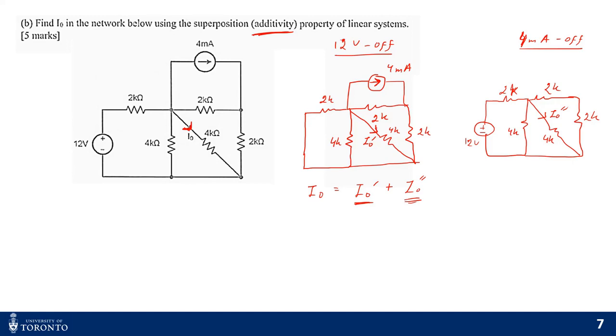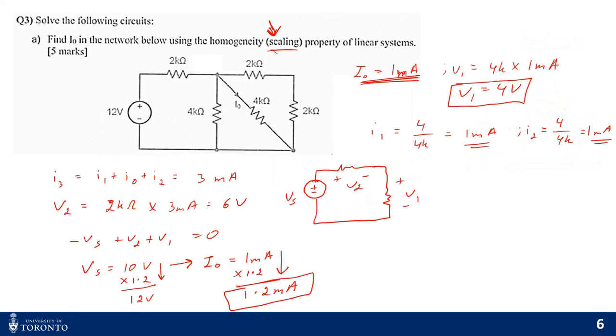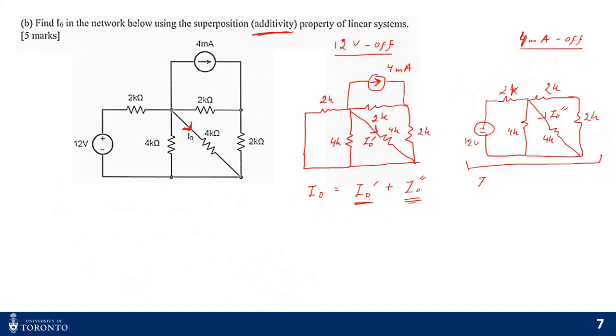If you solve both the circuits, for example the I naught prime for this circuit, I can skip the calculation for the other, because you would notice this is the same circuit as from part A. Since I know from part A the current is 1.2 milliamperes, and I don't want to repeat the calculation, I can write my I naught double prime is 1.2 milliamps, right? For I naught prime, I can just use nodal analysis.